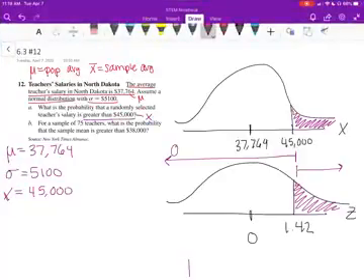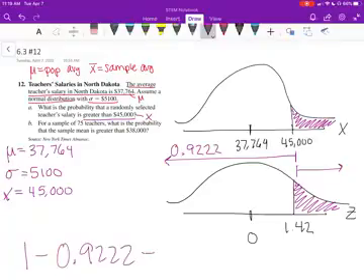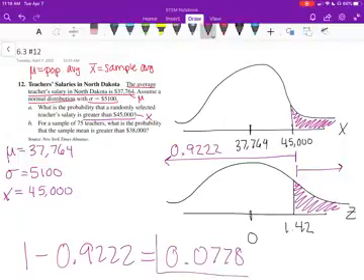So this is 0.9222, and we want the area to the right. So we do 1 minus 0.9222, and that gives us 0.0778. That's our probability for part A.